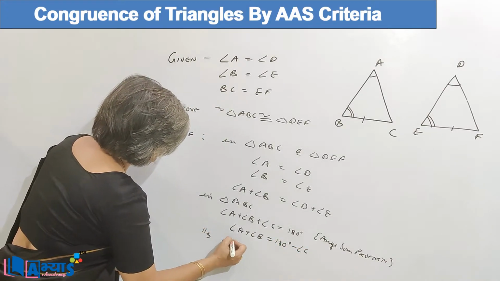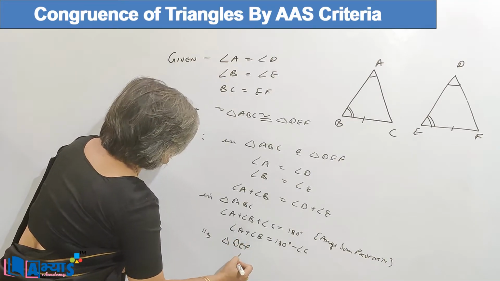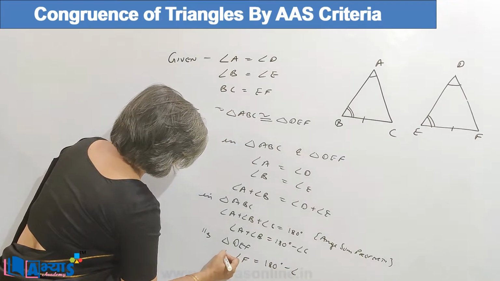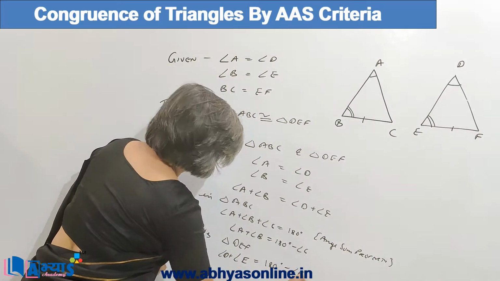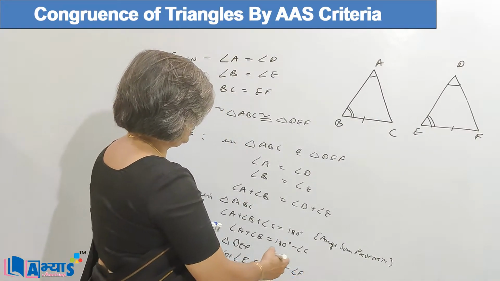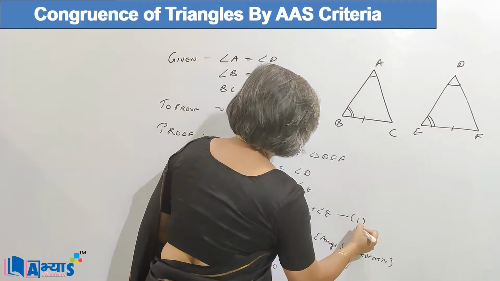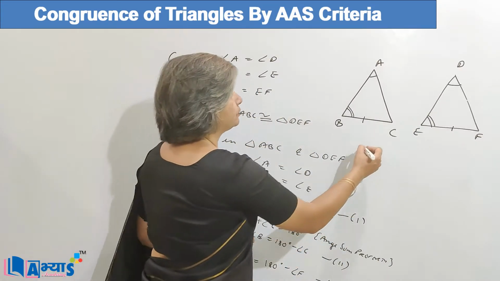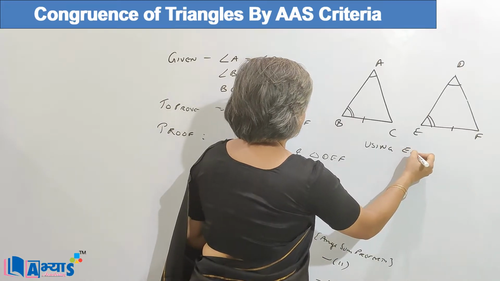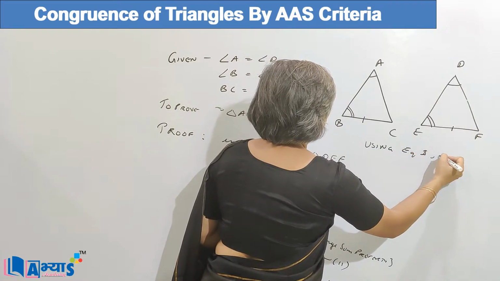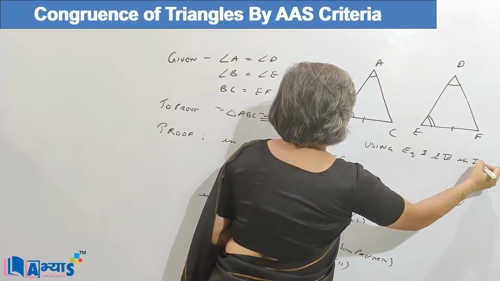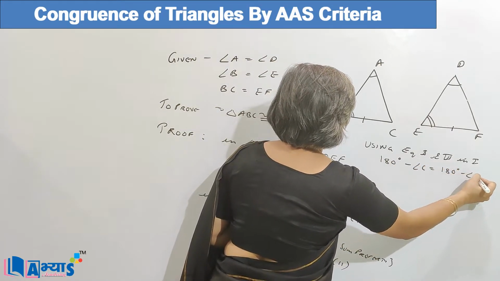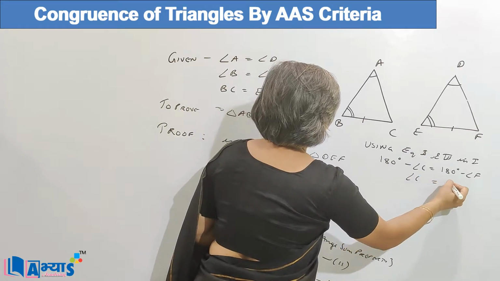Similarly, in triangle DEF, we can say that angle D plus angle E is equal to 180 degrees minus angle F. Using these two statements in the equation, let us suppose this equation is 1, this is 2 and this is 3. Using equation 2 and 3 in 1, we can say that 180 degrees minus angle C is equal to 180 degrees minus angle F, or angle C is equal to angle F.